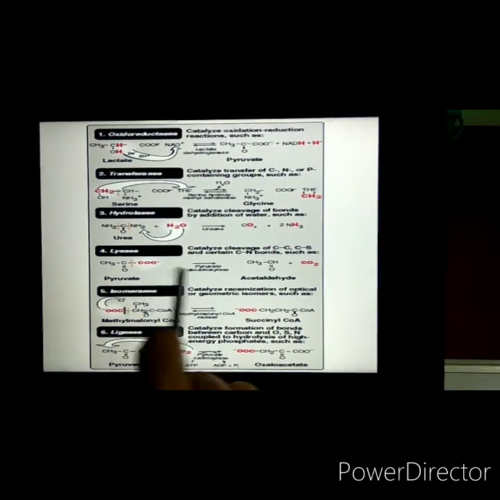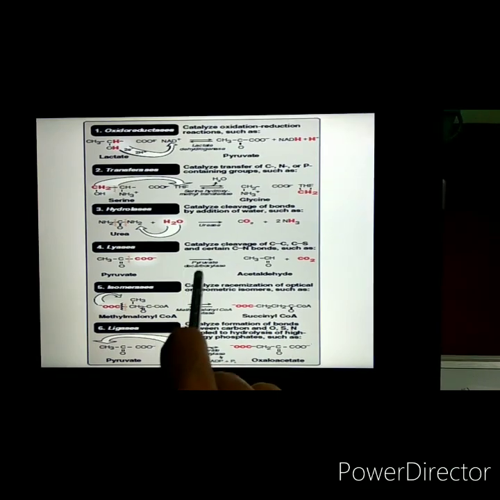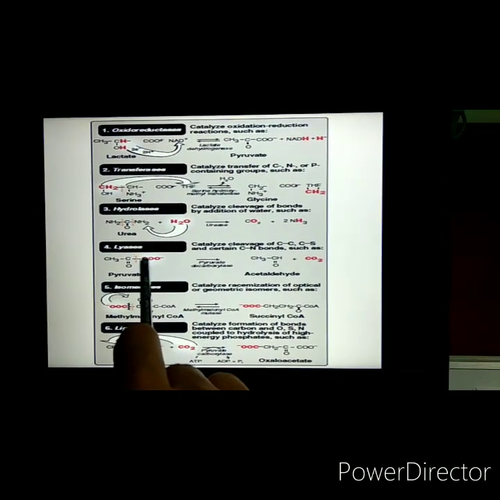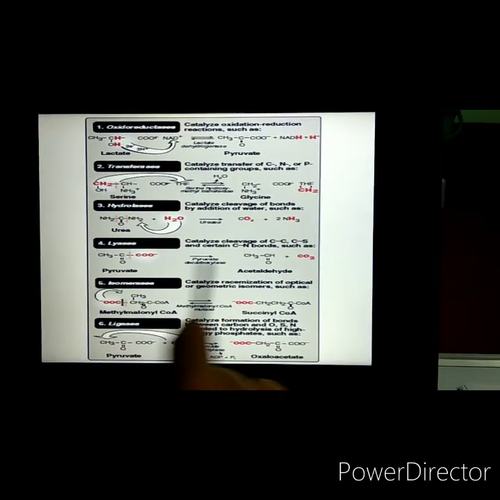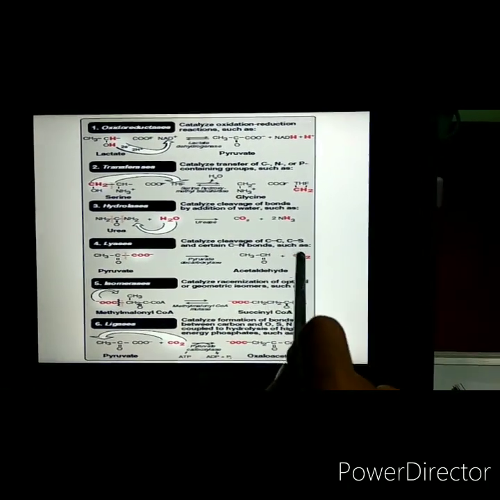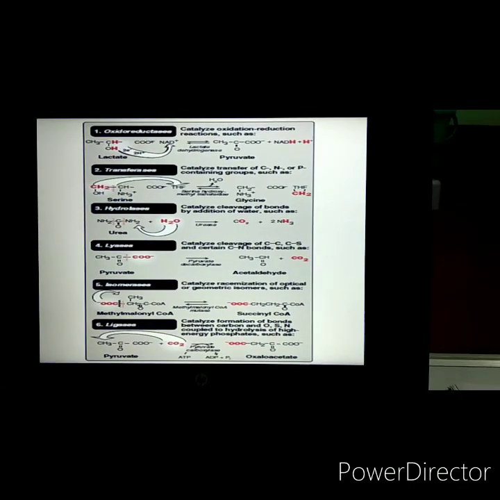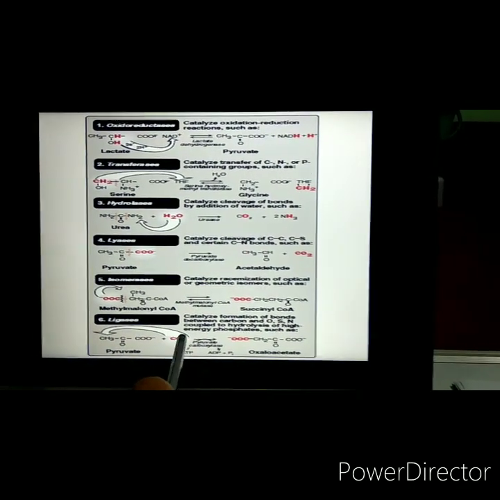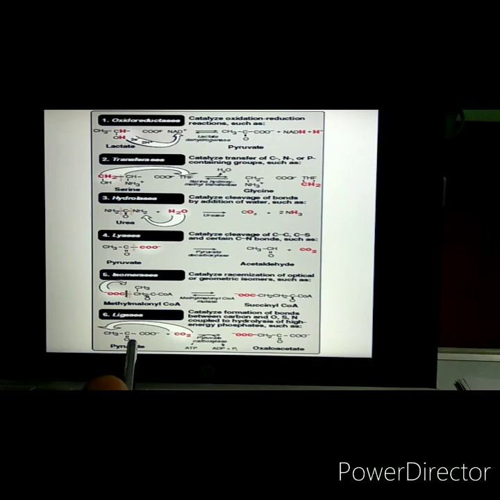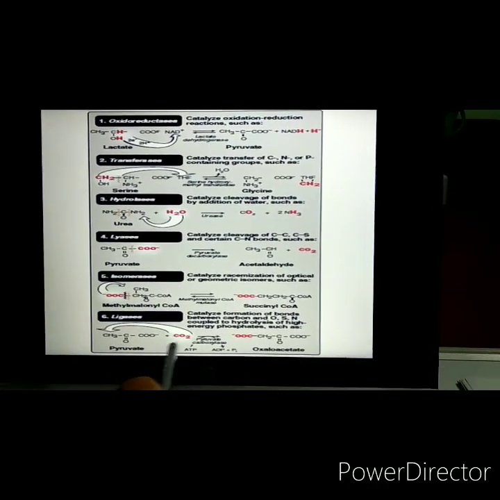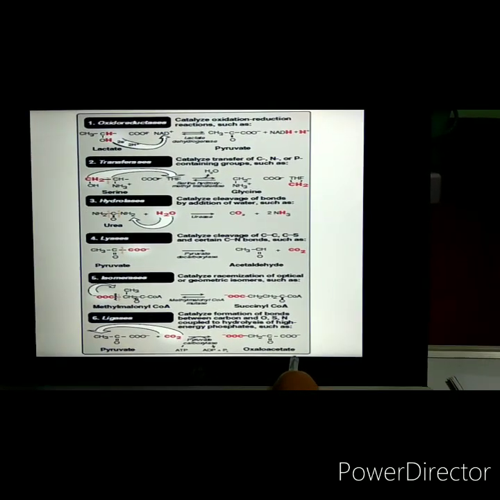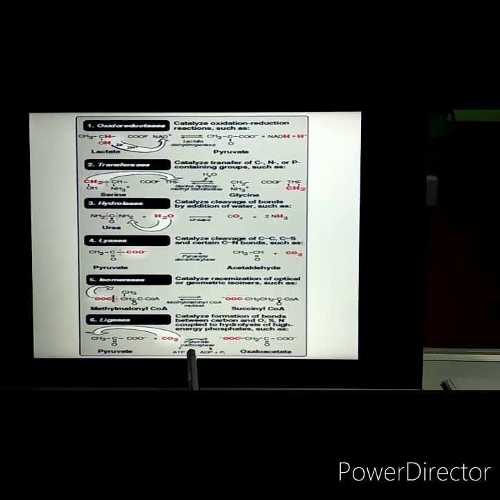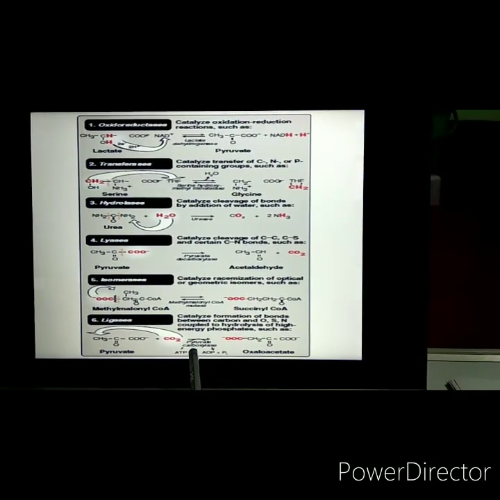Here, an example for this is pyruvate decarboxylase, that is, it breaks the bond and removes the carbon dioxide molecule. So pyruvate is converted into acetaldehyde with loss of a carbon dioxide molecule, while in the case of ligases the carbon dioxide molecule is added to the pyruvate. So here there is a bond formation between carbon dioxide and pyruvate that results in the formation of oxaloacetate. The enzyme responsible for this is pyruvate carboxylase.